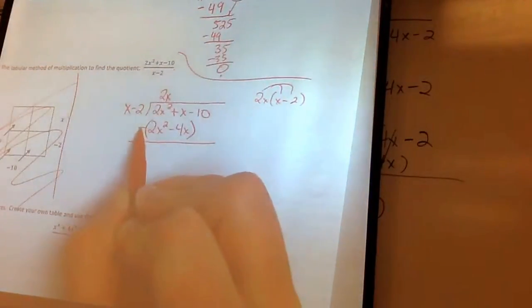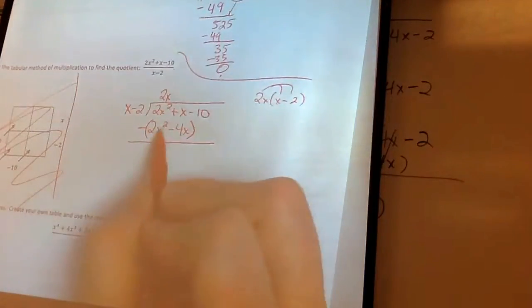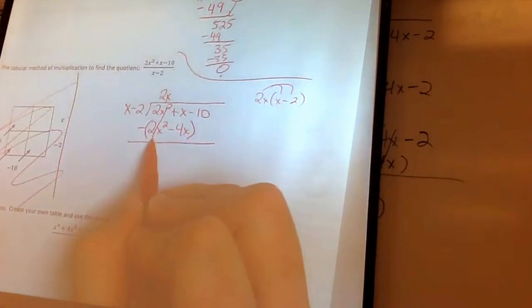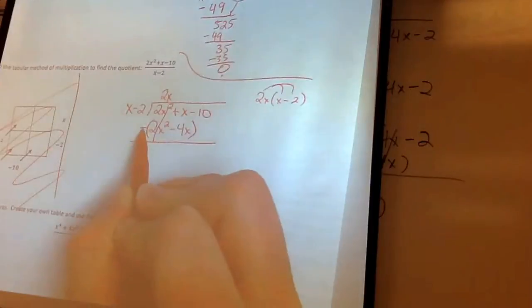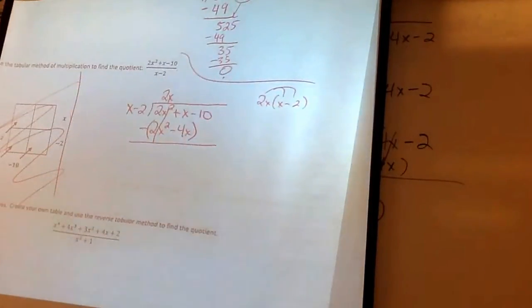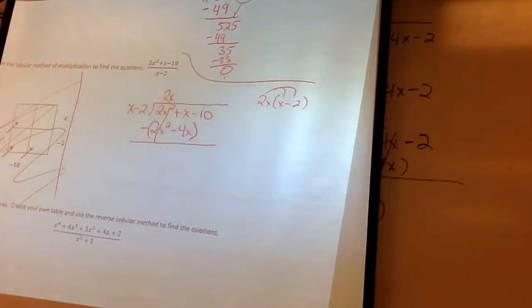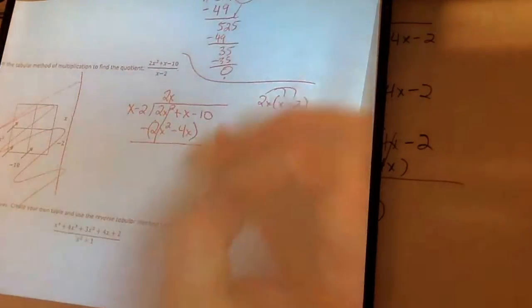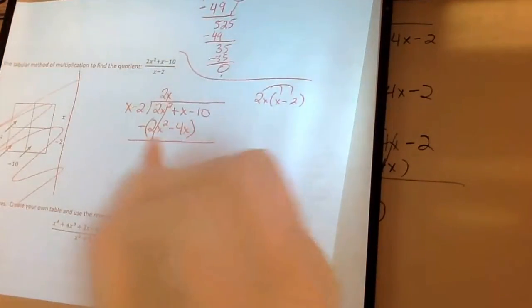2x squared minus 2x squared, 0. So that's gone. We don't even need that. And then what's x minus negative 4x? Negative 2? What happens when you subtract a negative? So 5x? You add. Yeah. So it would be 5x. Subtracting a negative turns it into a positive.